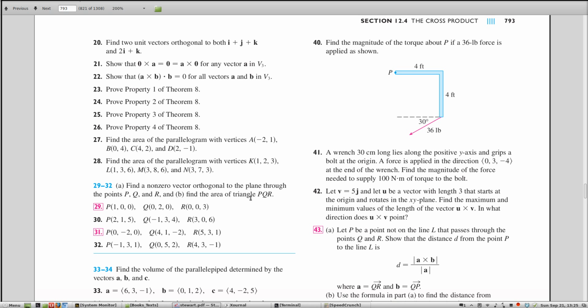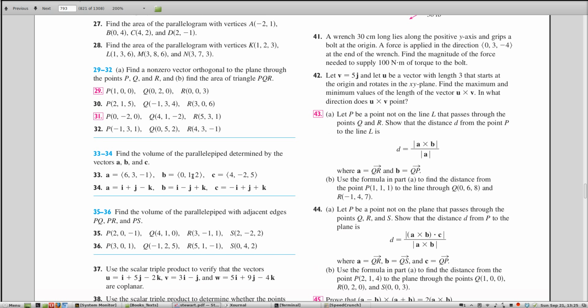And now use the parallelogram property as it relates to the magnitude of the cross product and divide the answer by 2. That's how you get the area of the triangle. It just makes half a parallelogram. You should draw a picture.